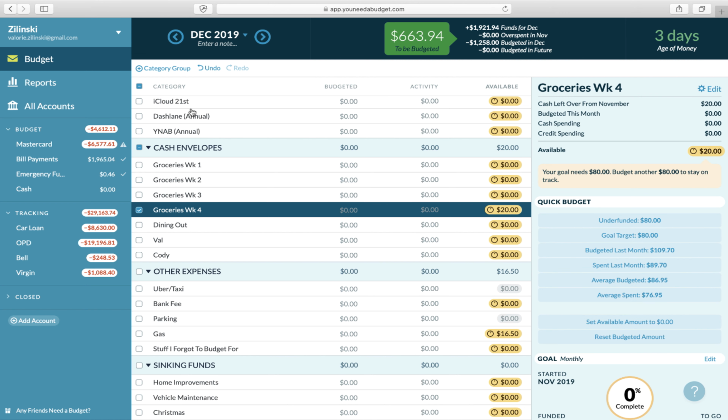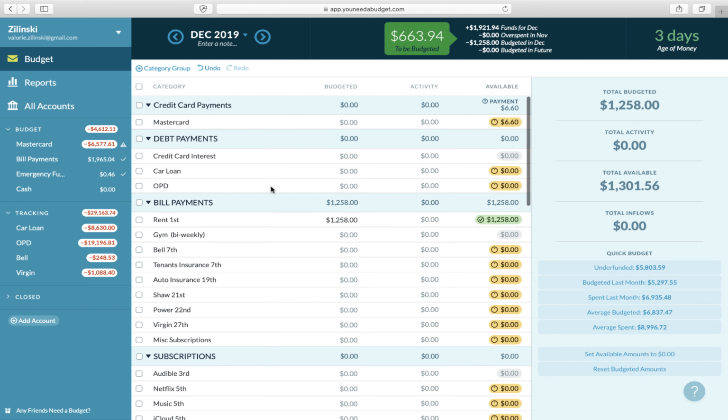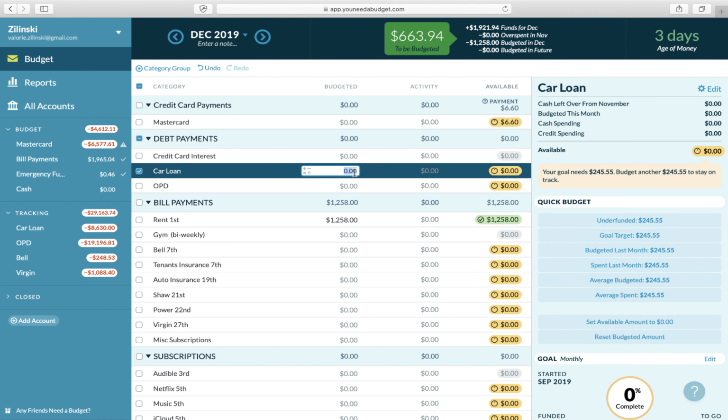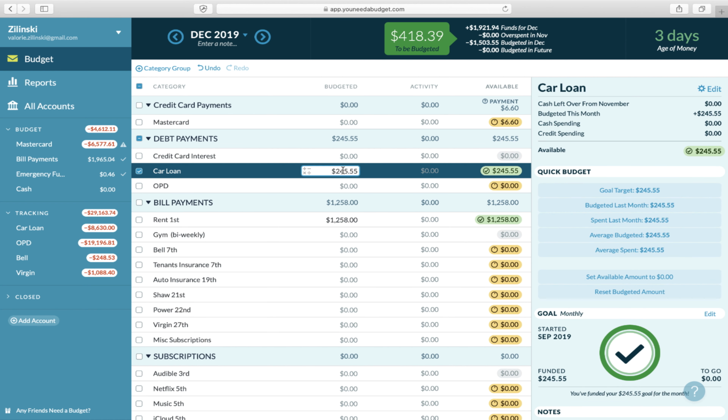And then what we're going to do is we're going to start budgeting into December. So again, this is our last paycheck until December 13th. The car loan comes out on the 2nd, so we know that we have to budget for that.